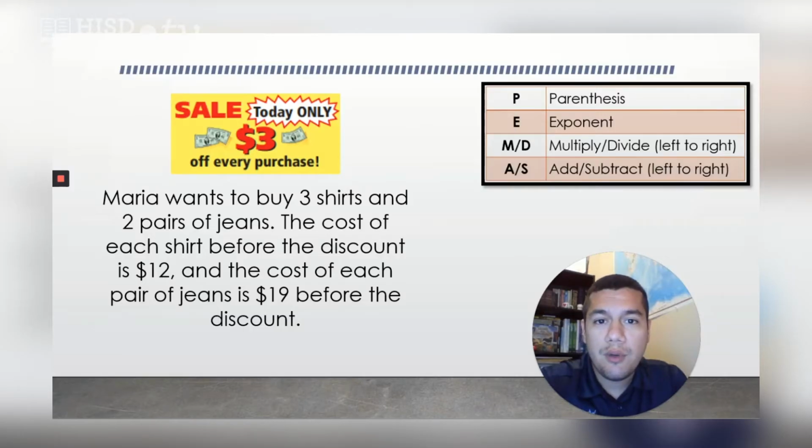Look at the following problem. We have a store that has a discount of $3 off, and the problem reads like this. Maria wants to buy 3 shirts and 2 pairs of jeans. The cost of each shirt before the discount is $12, and the cost of each pair of jeans is $19 before the discount.